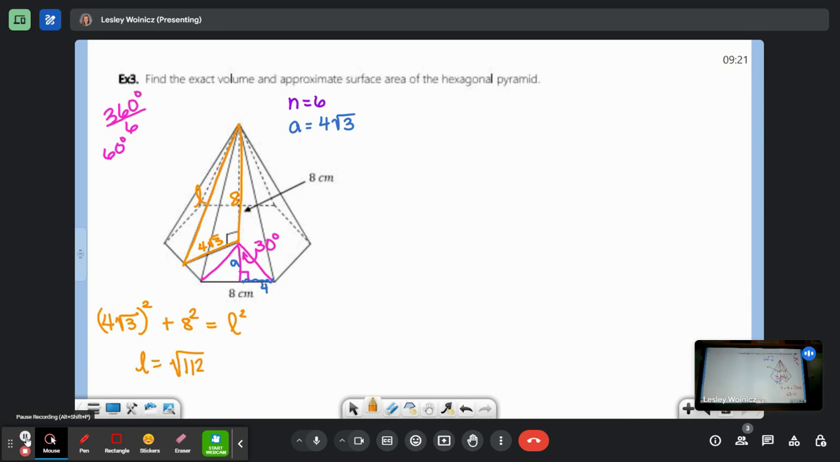Guess what else is divisible by 4? 28. So if I can divide by 4 twice, I can also divide by 16. You guys seeing what I'm doing with this? Okay, so I'm doing 112 divided by 16. I'm getting 7. So this is the square root of 16 times the square root of 7. What is the square root of 16 simplified to? 4. So I'm getting 4 root 7 for my slant height.